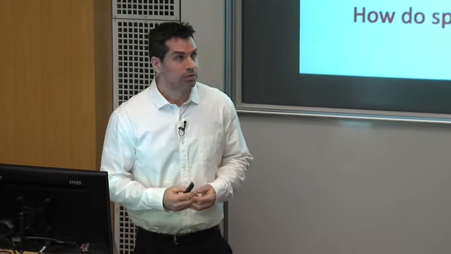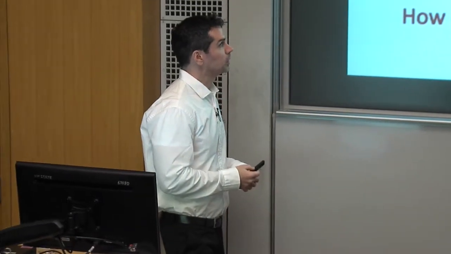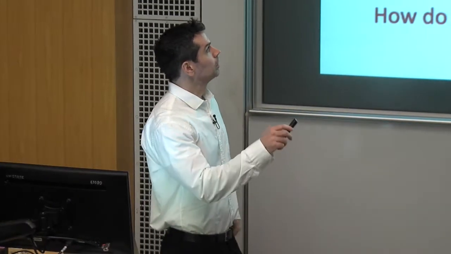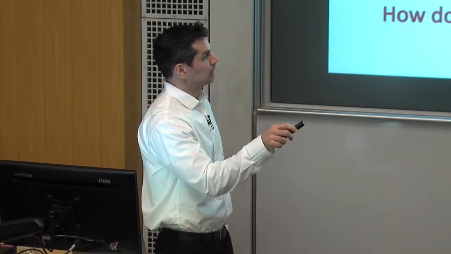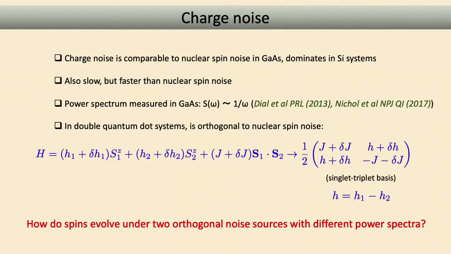In the case of these spin qubits in gallium arsenide or in other semiconductors like silicon, the spectrum has been measured to be something like 1 over frequency. That's basically just an experimental result. People don't really understand where it comes from.